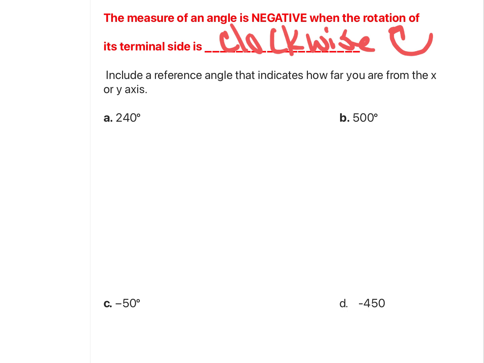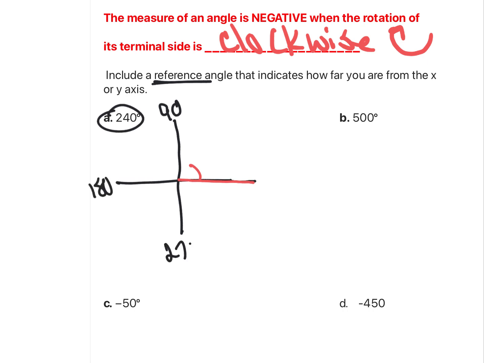So let's just give ourselves a coordinate plane here. Here's our y and here's our x. Probably make that a little bit longer. And we are going to do 240 degrees. It says include a reference angle that indicates how far you are from the x or the y-axis. So first of all, it's a positive angle, so we know we're going to start here on the x-axis and we are going to go counterclockwise, so we're going to go that direction. And we are going to go 240 degrees. And just a reminder, this would be 90 degrees, this is 180 degrees, 270 degrees, and then back to 360 when we get over here.